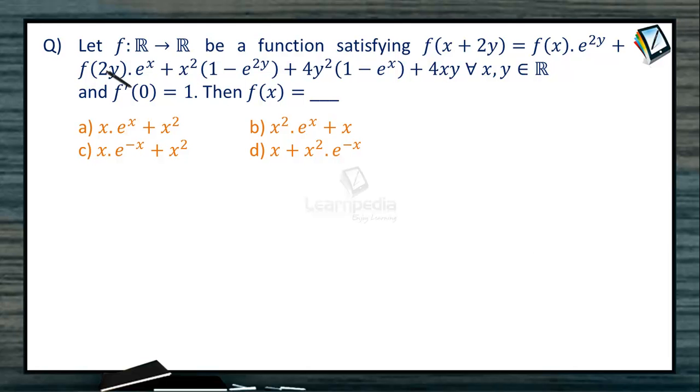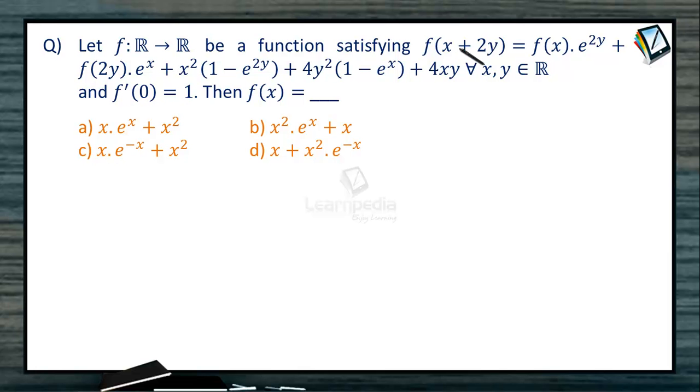Now f is a real valued function and it is satisfying a functional equation: f(x + 2y) = f(x)e^(2y) + f(2y)e^x + x²(1 − e^(2y)) + 4y²(1 − e^x) + 4xy. And another value given is the derivative of f at 0, that is 1.